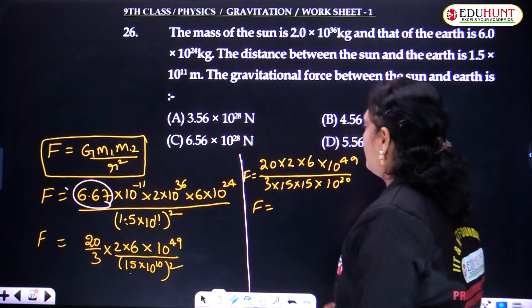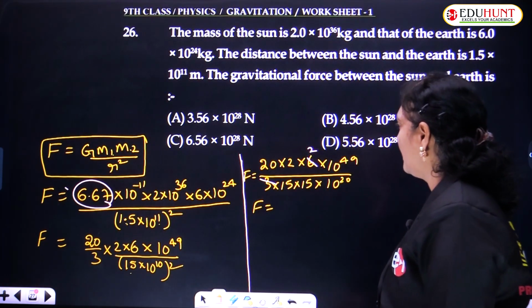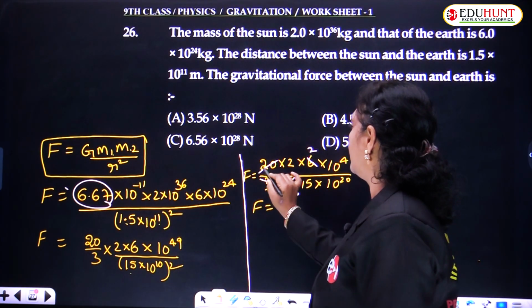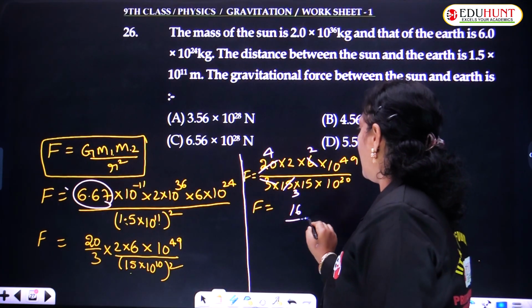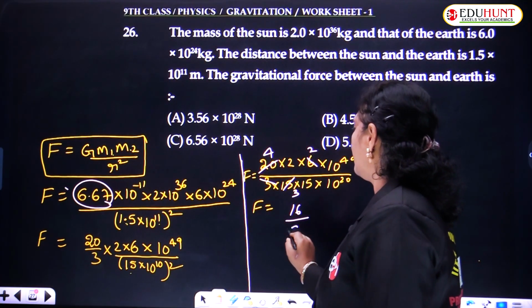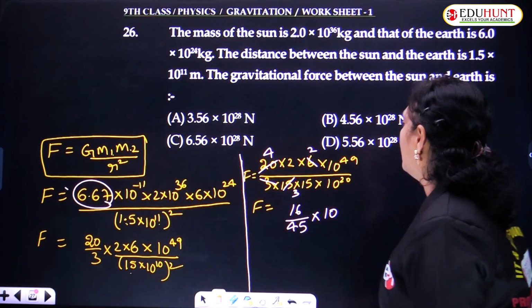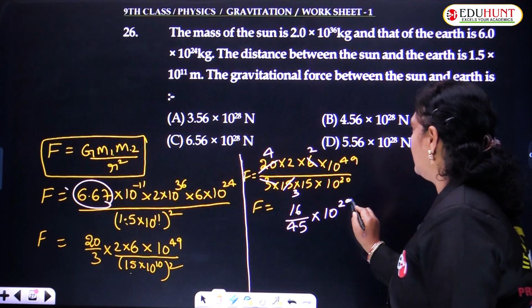Careful simplification will give you, like, 3 to 6, children. Well, this is 5 3 is 15 and here 5 4 is 20. 4 2 is 8, 2 is 16. 16 upon 3 times 15, you will be getting it as 45, multiplied by 10 power 49 minus 20, you are getting it as 29.